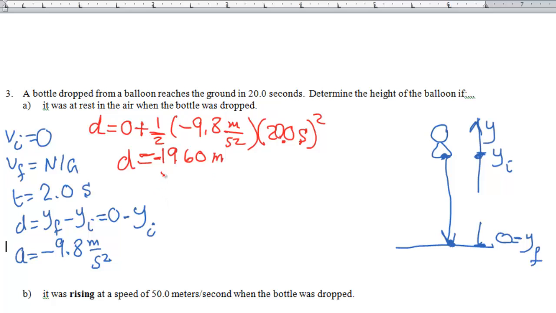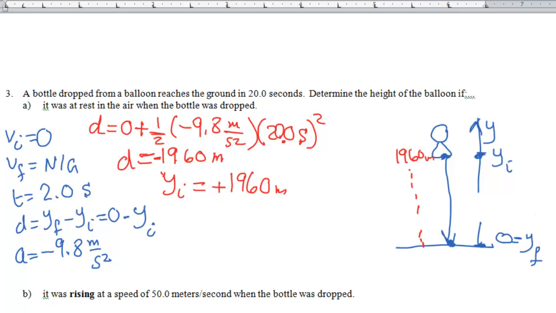Therefore, y initial is positive 1960 meters. Because remember here, displacement will be equal to 0 minus y initial, meaning y initial will be negative the displacement, so it will be negative negative 1960, which is positive 1960 meters. So this will be the height of the balloon at the moment it's released, 1960 meters from the ground.